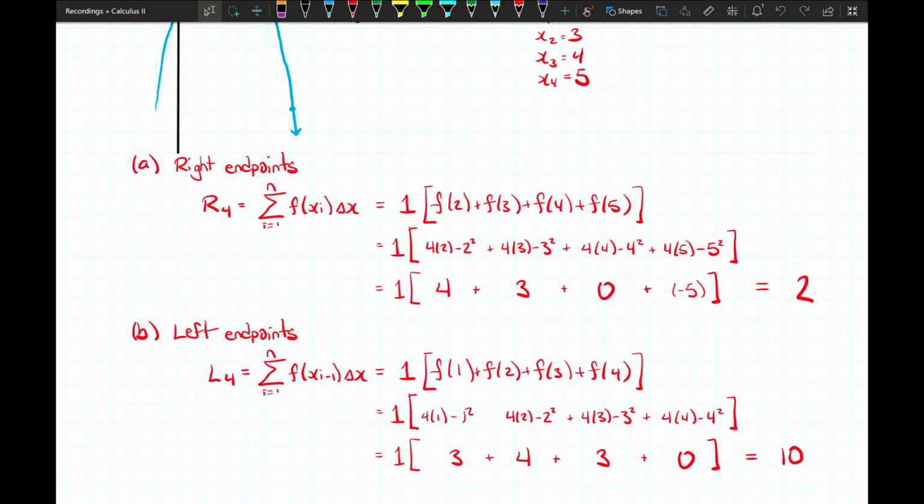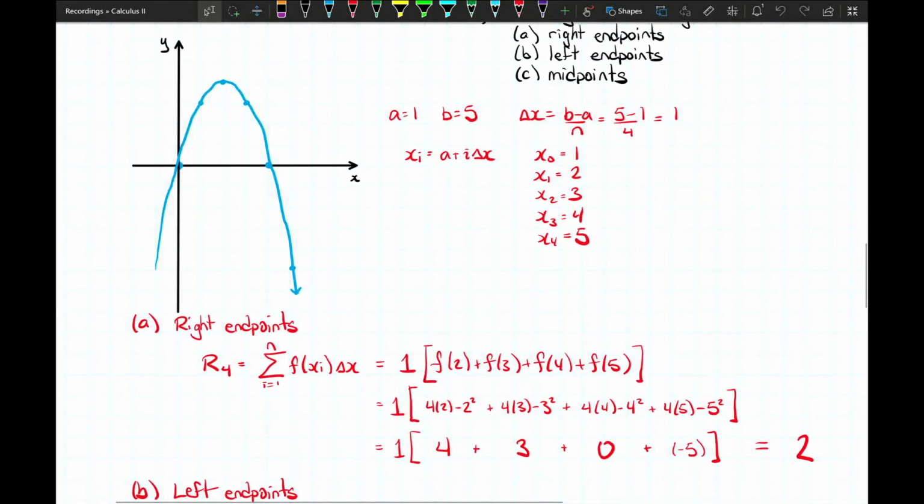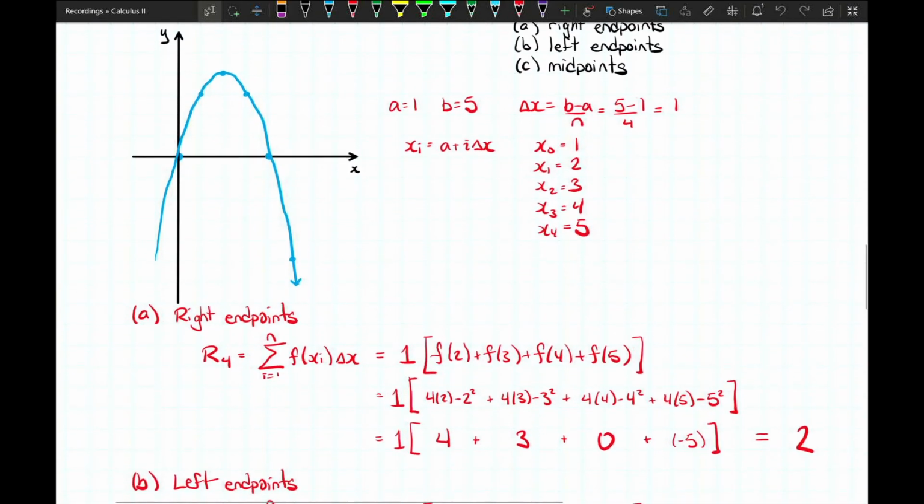We need to plug those into the function to find the heights of each of those rectangles, and using the function, we see that the heights are 3, 4, 3, 0. The 4, 3, 0 are the same 3 points that we just used in the right endpoints. But we're using an additional left endpoint when x is equal to 1, and we're not considering the point when x equals 5. This time around, none of these values are negative. We have 4 heights, we add them up, multiply by a common width, and the total area is 10. And neither of these are very good estimates of the actual area under the curve, but we do know that the area should be somewhere between 2 and 10 now.